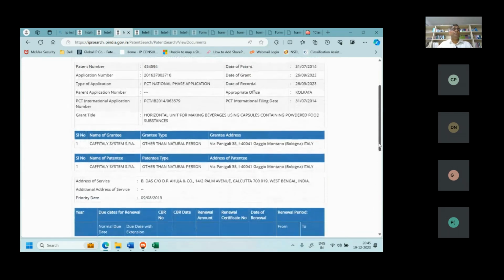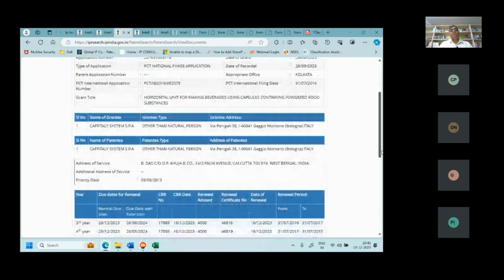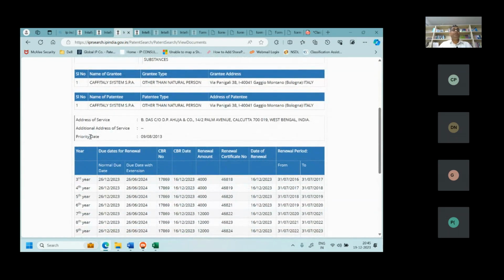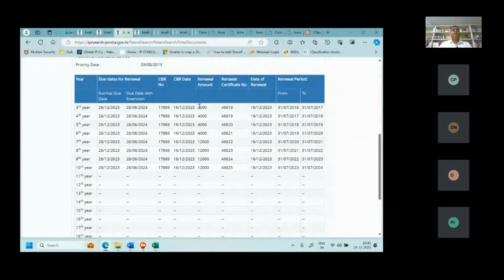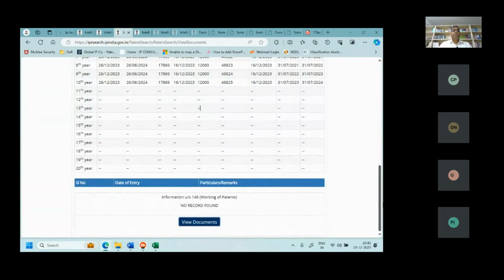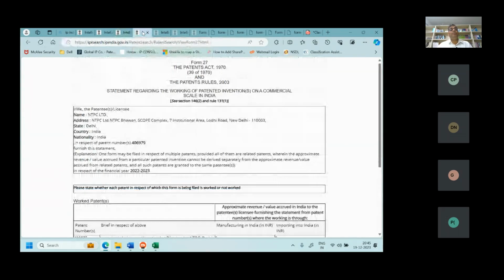Now comes the title. What title has been granted? This is the name of the grantee. See, grantee is different; patentees are different. So there is a grantee, and then there is a patentee. Then there is an address for service. Then the priority date has also been mentioned. Now, regular payment of renewal fees. Working of patents, they have not filed, so we cannot see it here. Or it might not be that they have not filed but have not uploaded. But when working of patent is filed, this is how it looks.